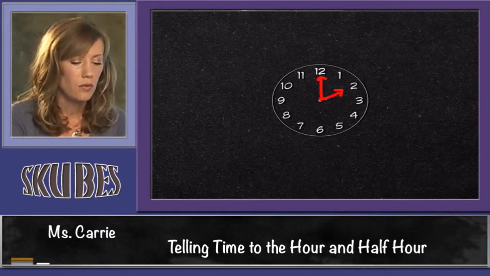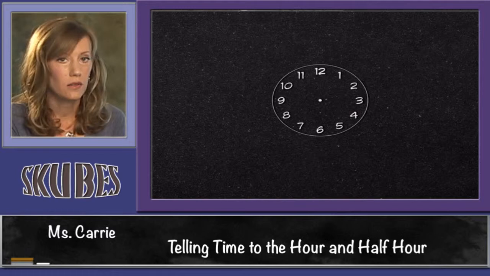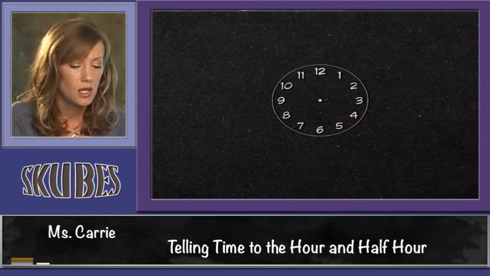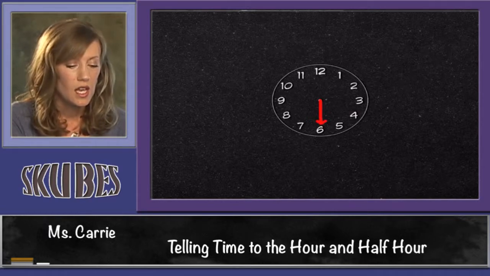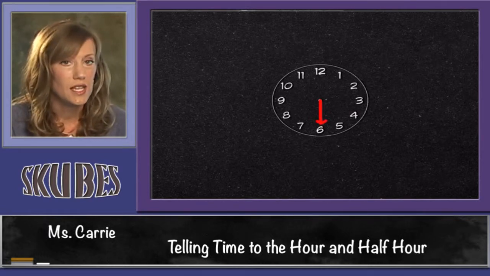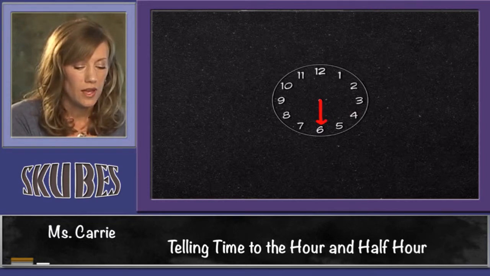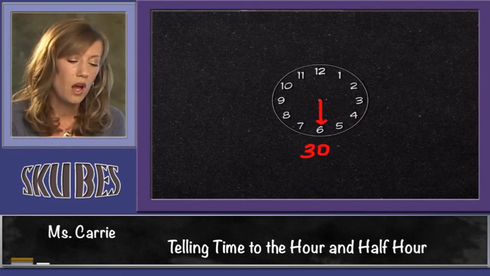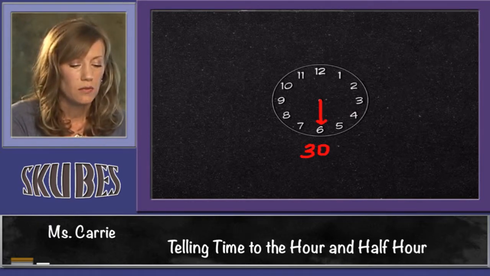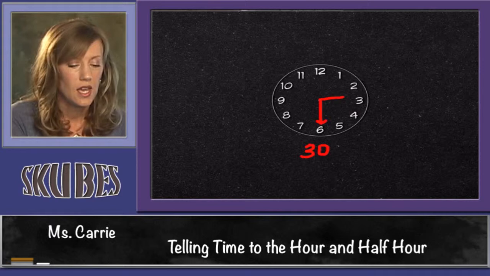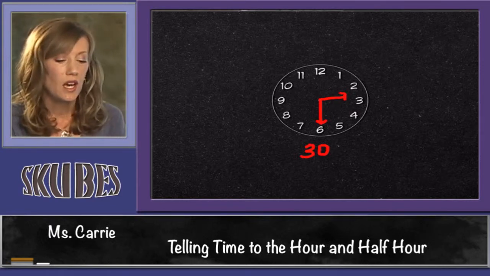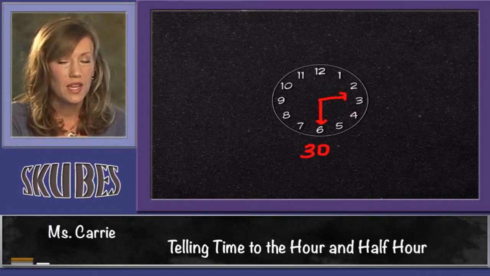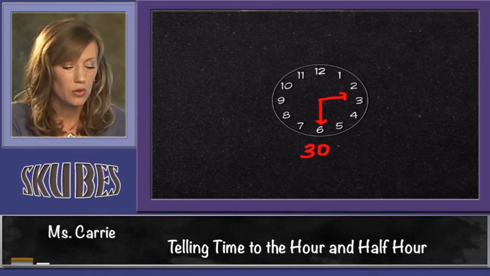Now there's another thing we need to know too about that long hand that measures the minutes. Whenever it points to the 6, it always means 30 minutes after the hour. And I'm going to write 30 here to remind us of that. So if the small hand was pointing between the 2 and the 3, and I say between because after it's been 30 minutes, that hour hand starts to move, this would be 2:30.